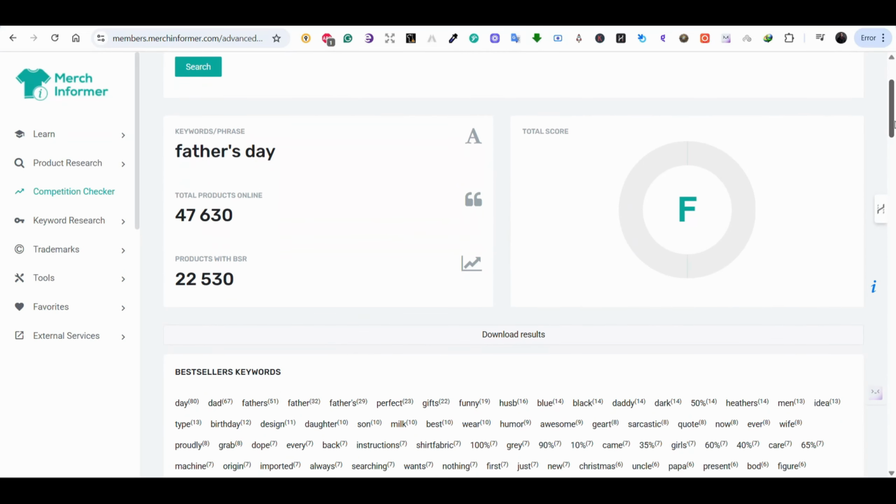And the scoring system for DvNv works by providing you a score between A and F. A is the best score and F means the niche or the keyword is saturated and you cannot work on it. And of course, the Father's Day niche is very broad and very saturated. It got a score of F, and the total products online are very huge, 47K and above.